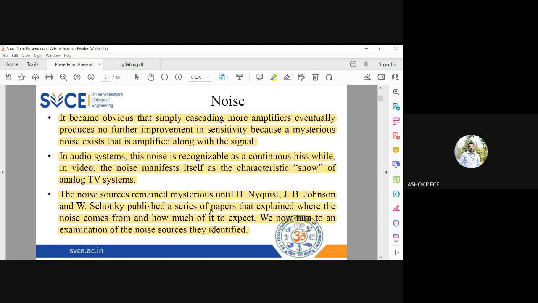They were the people who identified what different types of noise are available in a circuit, how I can mathematically model it, and what can be done to keep the noise under control. So the contribution of these three people is enormous in the field of noise. Obviously, it is a very dry area, but these people worked on it to ensure that noise is completely modeled by a mathematical equation.